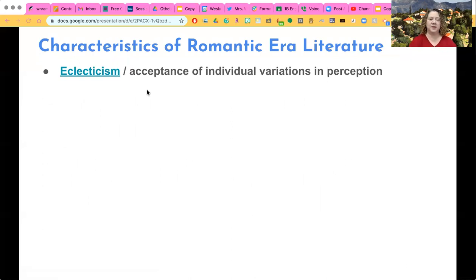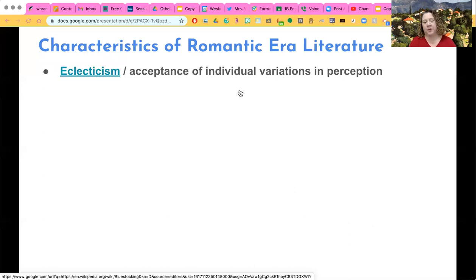Eclecticism is the first one. Now, this is a link. You can go and find out more about eclecticism if you need to. I'm going to give a general overview of it. Eclecticism comes from the word eclectic, which means having a variety of patterns. So a person who's eclectic is somebody that you can't really nail down. They have lots of interests, and they have personalities that aren't clearly defined.